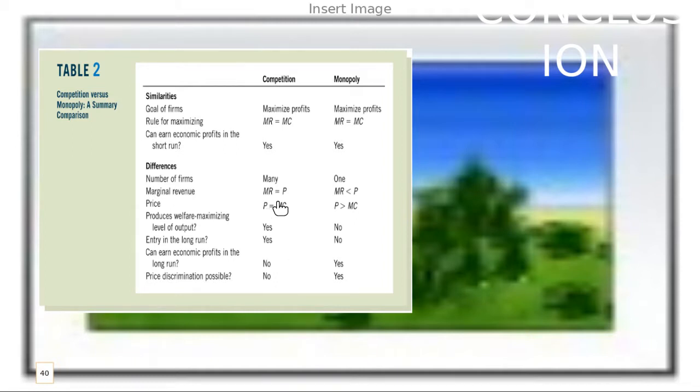And there are some things that competition does that are much more efficient, in the sense that it produces the welfare maximizing level of output, and there is free entry in the long run, meaning that other firms can enter and compete if firms get inefficient in perfect competition. But the monopolist faces none of those challenges. And because the monopolist faces none of those efficiency challenges, it can price discriminate and it can earn economic profits in the long run, two things which are impossible for competitive markets.